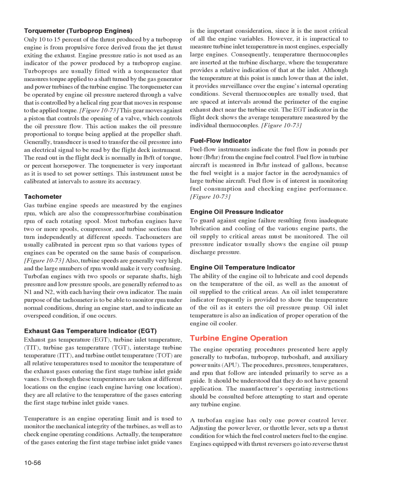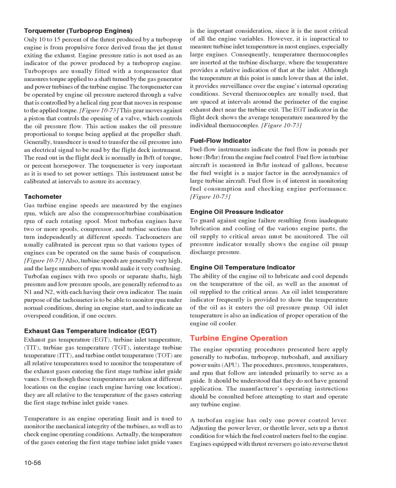inlet. Although the temperature at this point is much lower than at the inlet, it provides surveillance over the engine's internal operating conditions. Several thermocouples are usually used, that are spaced at intervals around the perimeter of the engine exhaust duct near the turbine exit. The EGT indicator in the flight deck shows the average temperature measured by the individual thermocouples.